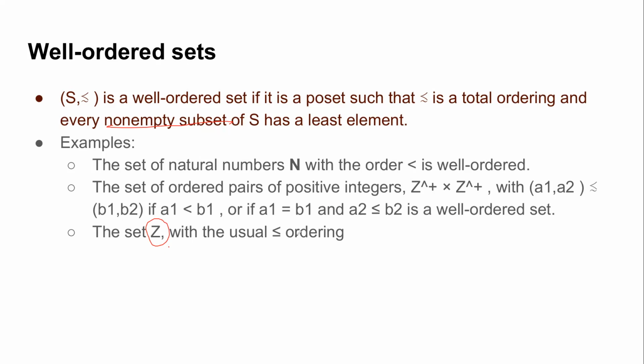Yes, class? Okay, let me make it easy for you. Suppose I take a subset of Z which is Z positive. Does it have a least element? Z positive means the set of all positive integers. Does it have a least element? Yes or no? If yes, what is the element? If no, then it's fine.